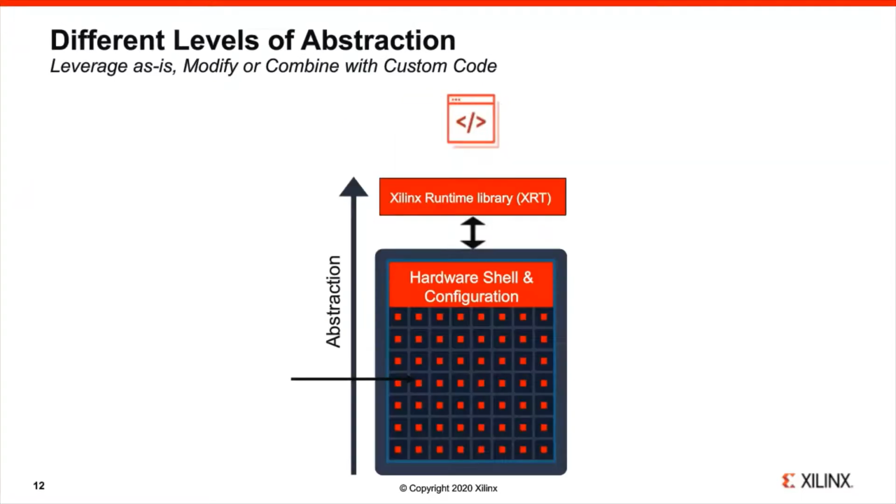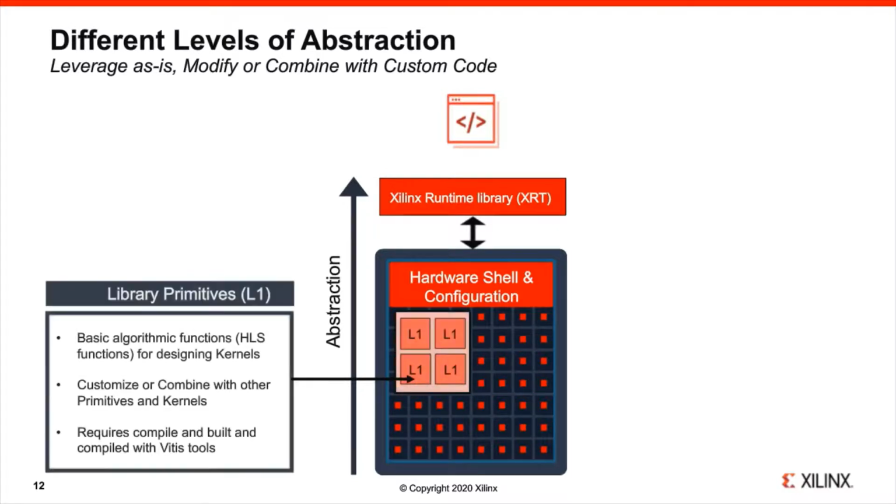Vitis libraries offer different levels of abstraction. This gives you the flexibility you need to use them as you wish. At the lowest level are the library primitives or level 1 functions. These are the smallest building blocks in terms of functionality for designing accelerated kernels. For those of you familiar with HLS, you can also think of them as individual HLS functions. Now you can customize and combine multiple level 1 functions together to form a kernel.